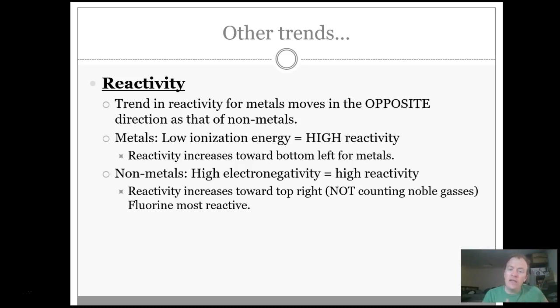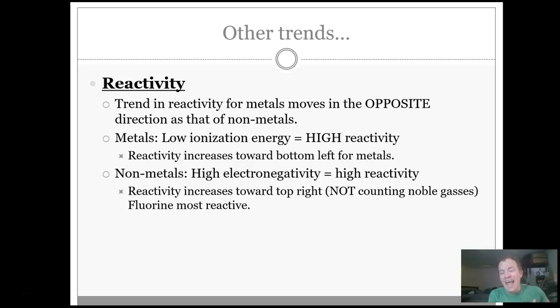With metals, basically, high reactivity goes along with low ionization energy because metals in chemical reactions tend to lose electrons. So if they have a low ionization energy, that means they easily lose electrons and they tend to be very reactive. So that means the bottom left is the most reactive metals. Francium, although extremely rare, would in theory be the most reactive metal because it has the lowest ionization energy.